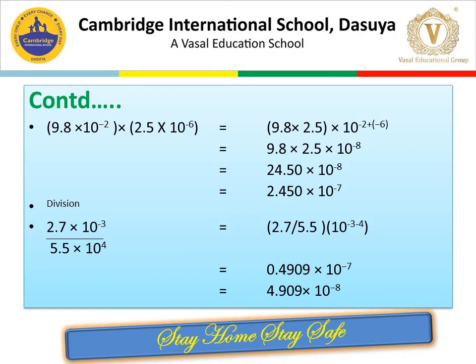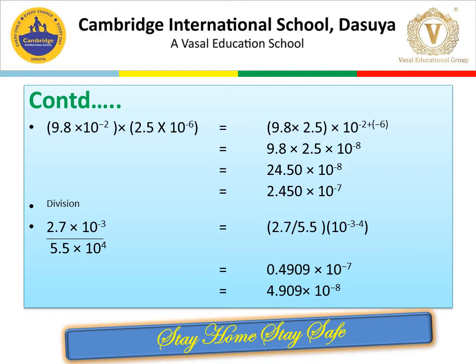So it becomes 9.8 into 2.5 into 10 power minus 2 plus within bracket minus 6. That becomes 10 power minus 8 in the next step, and when we multiply 9.8 into 2.5 it becomes 24.50 into 10 power minus 8. Now in scientific notation we write this as 2.450 into 10 power minus 7.